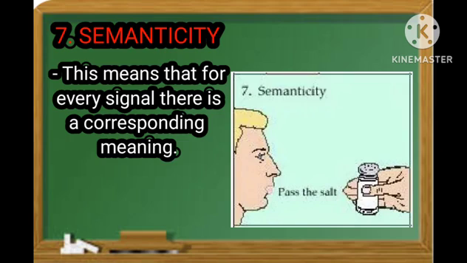For example, in French, the word sel means a white crystalline substance consisting of sodium and chlorine atoms. So the same substance is matched with the English word salt. So any speaker of this language will recognize the signal sel or salt to refer to the substance sodium chloride.